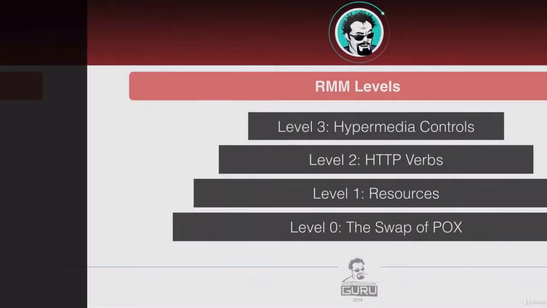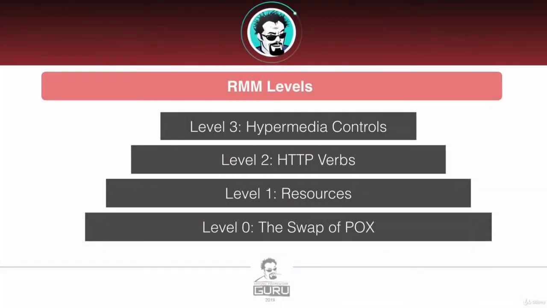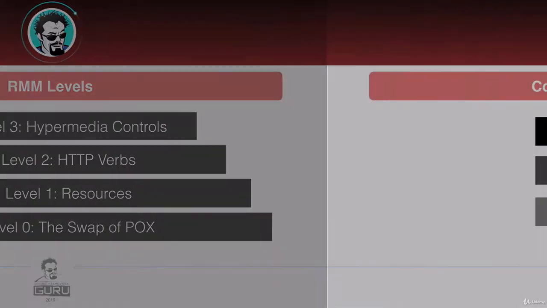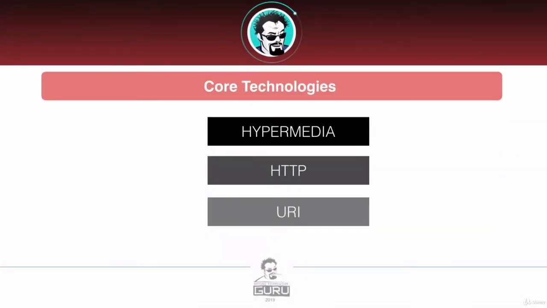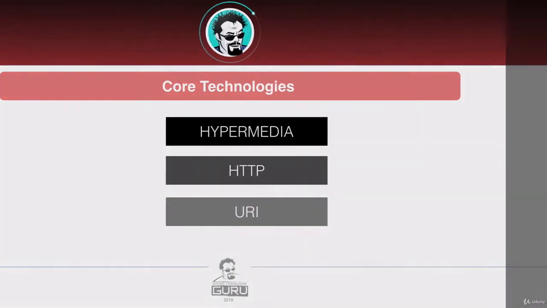services. Now, RMM describes 4 different levels. Level 0 is the swamp of POX. Level 1 is resources, 2 is verbs, and then lastly 3 is hypermedia controls. So let's go ahead and take a look at all of these. Now, there are several core technologies that are involved here. One is hypermedia, the other is HTTP, and then URIs. So these are all important concepts, so let's progress on this.